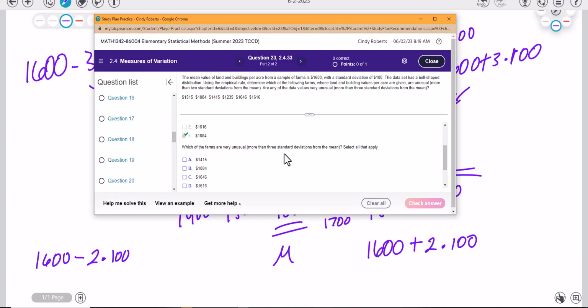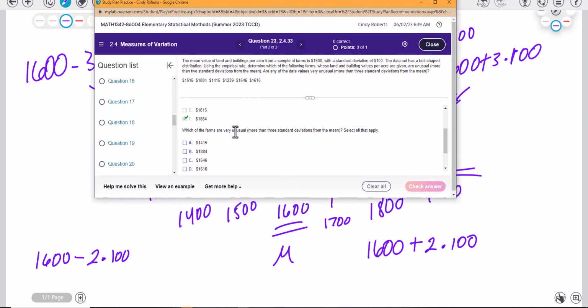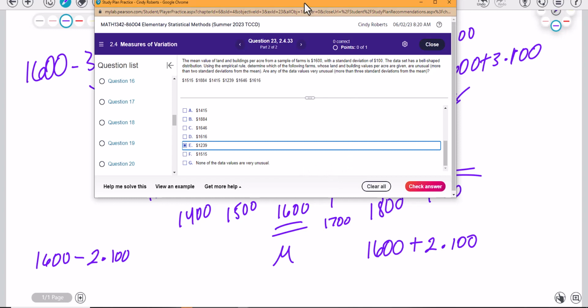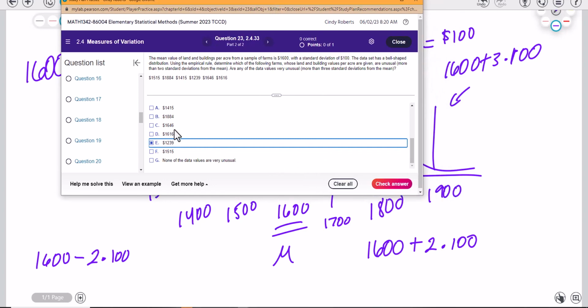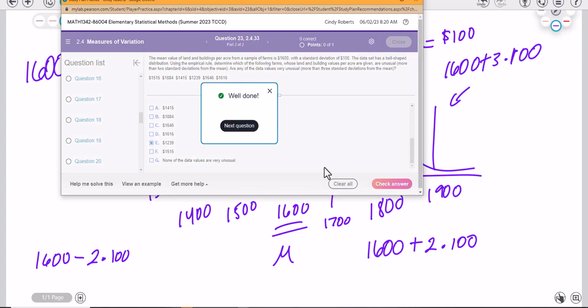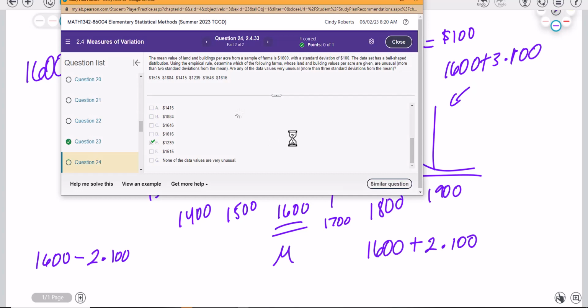So let's look here. Anything that is below 1,300 and anything that is higher than 1,900, and I don't see anything, if I did that correct. Well done. But again, this one gets missed a lot.